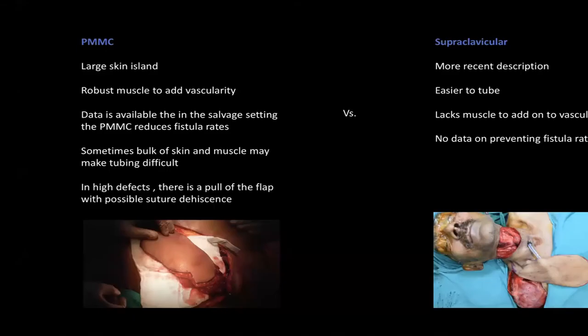Supraclavicular is a more recent description. It's easier to tube. It lacks muscle, unfortunately, to add to vascularity. And we don't have data to show that it prevents fistula rates in the salvage setting as compared to the pectoralis major.